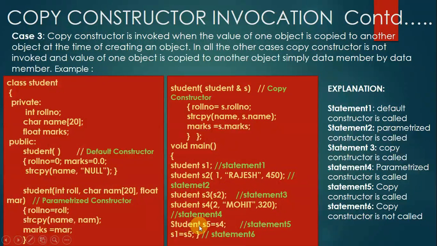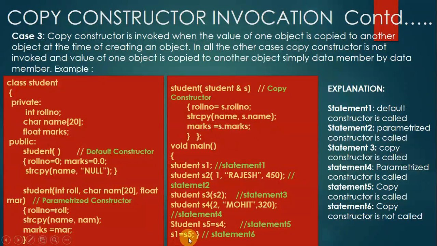So when I say student S5 is equal to S4, what will happen? The values of data members of S4 will be copied to the data members of S5. They are exactly similar objects. They contain the same value, and at this time the copy constructor is invoked because we are initializing the values of data members of one object by another object at the time of creating an object. See, this is the time of creating an object.